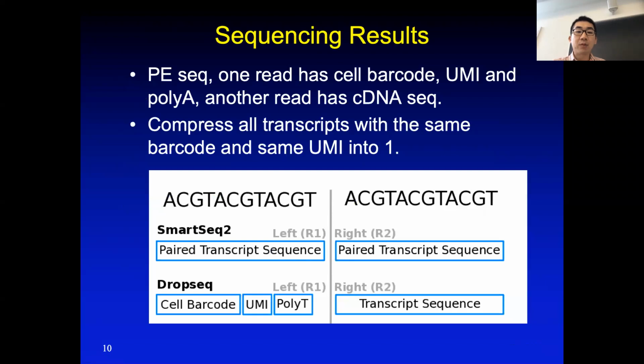But for the Drop-seq data, usually the read1 contains the cell barcode information, and also the UMI information, and also some poly-Ts. And the position of this barcode and UMI for the same technology is usually fixed. And also read2 is the real transcript sequence, which you can map to the genome and know which gene it belongs to, and then you can combine it with the cell barcode and also UMI to know which cell it comes from.